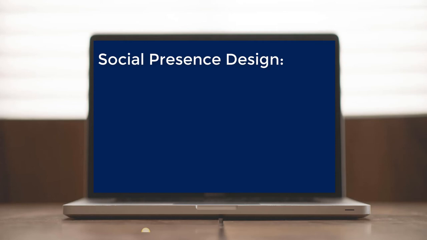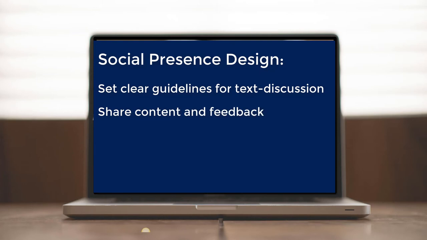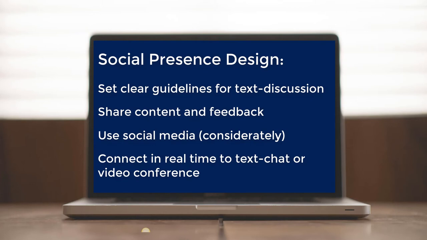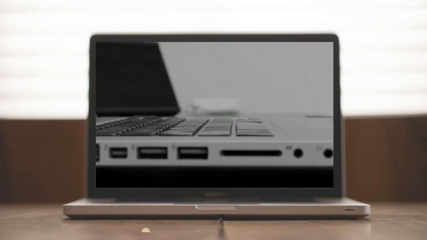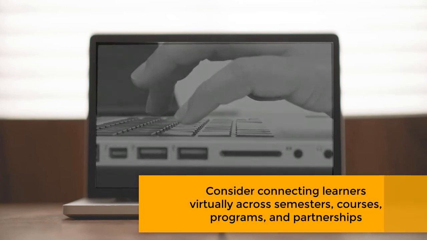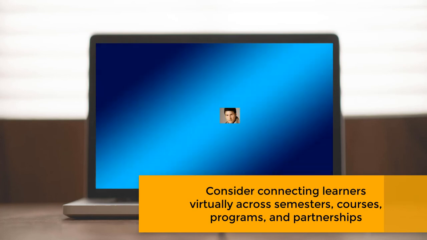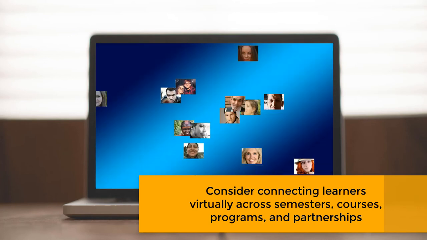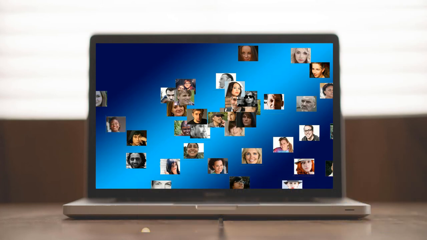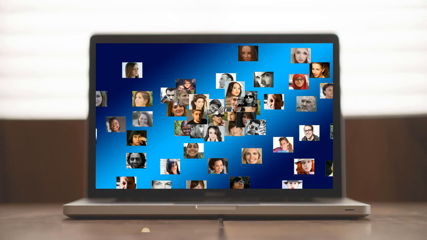Instructors can facilitate social presence by setting clear guidelines for interaction in text based discussions, by sharing content and feedback, by connecting in a social media site, or by meeting up for live video or text chat sessions in real time. Creating the digital space that allows a cohort to develop socially can also cross the boundaries of a single course. A social media community or group can also include community partners, students who have taken the class in the past, or students in other classes doing similar work.